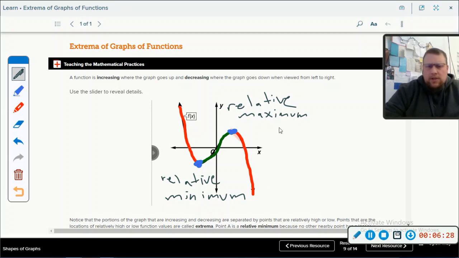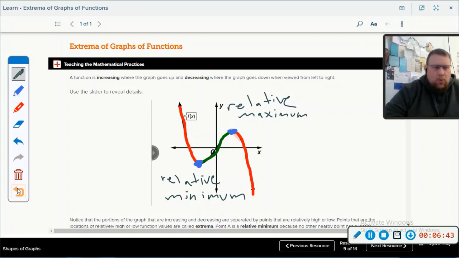And if you see me use words like maximum, if you ever read the word maxima, well, there might be more than one relative maximum point, so that'd be the relative maxima, right? It's plural. Or the minima, that's plural for minimum. Okay, so just keep that in mind.